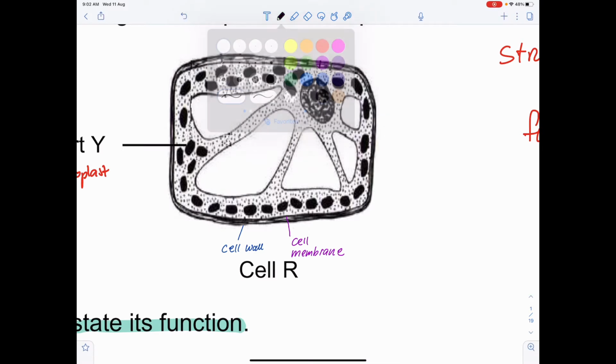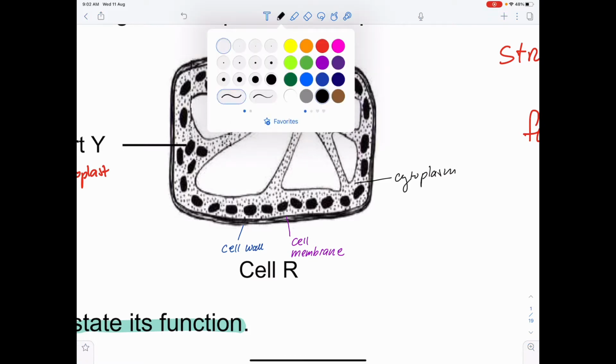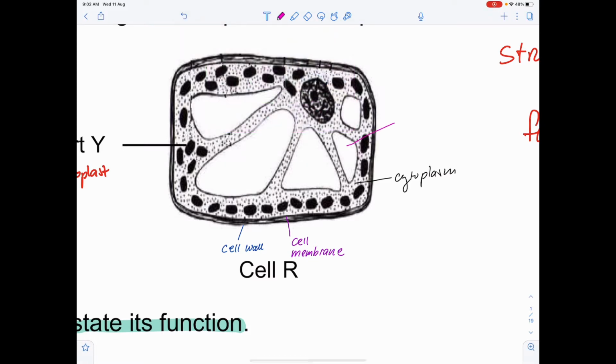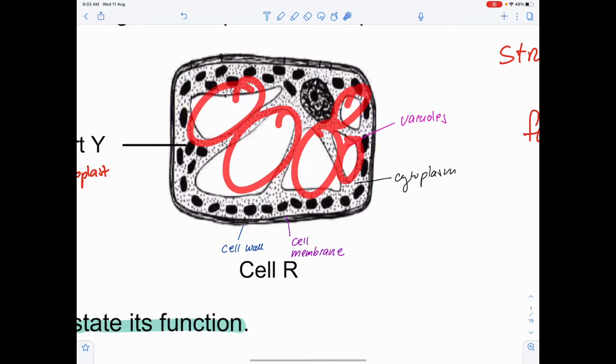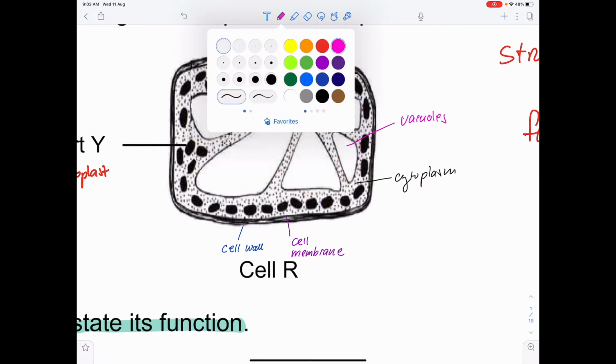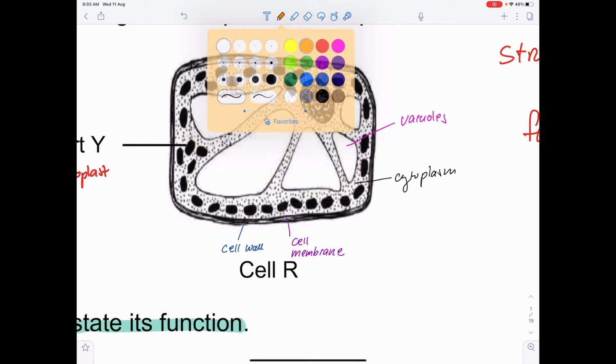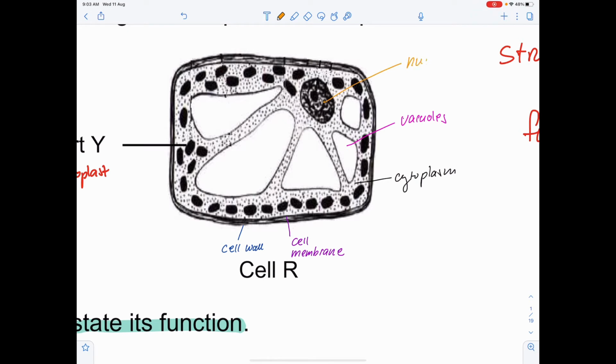And then moving on, the space here is your cytoplasm. And these empty spaces here in pink, these are your vacuoles. Now, usually for plant cells, you only see one large central vacuole, whereas down here you have multiple large ones, okay, for plants. And then last but not least, your nucleus is in orange.